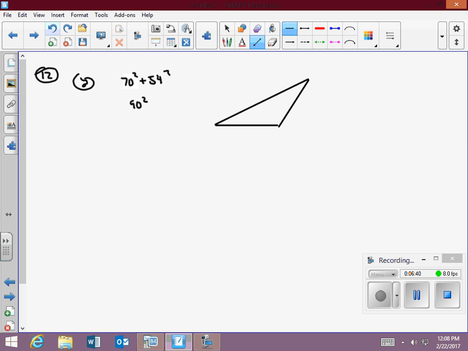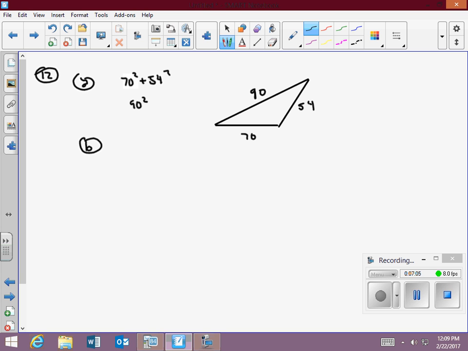Because this side is the one that is the 90. And I didn't draw it right. One of these is 70, the other one's 54. And it would have to be that way.